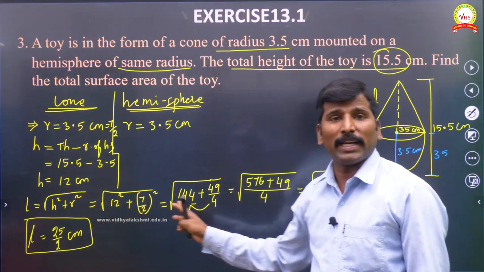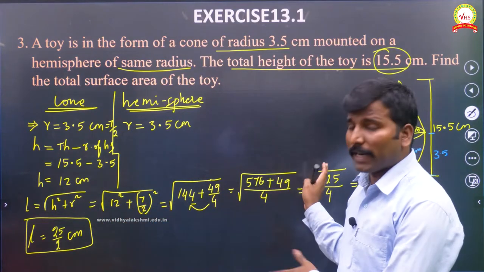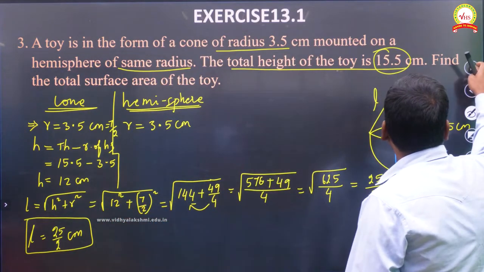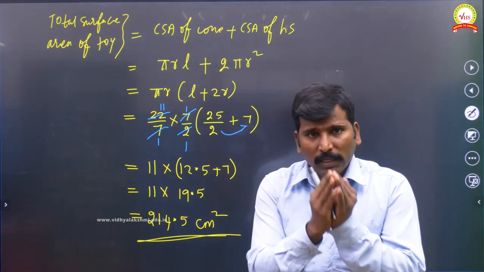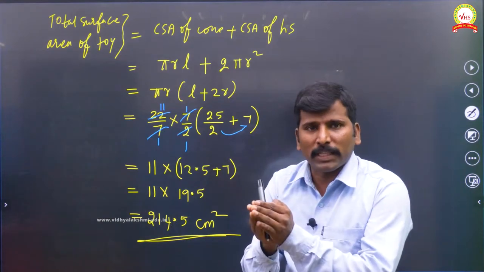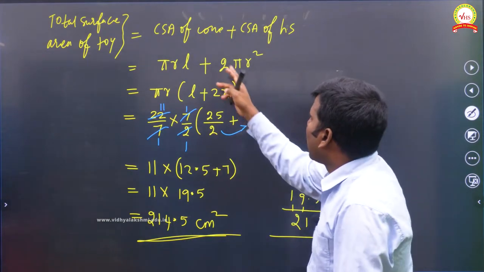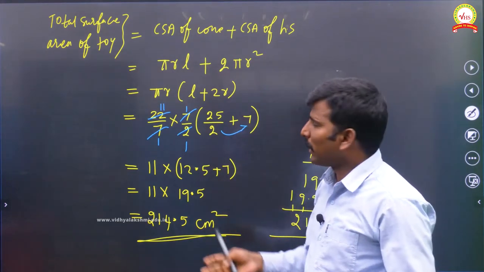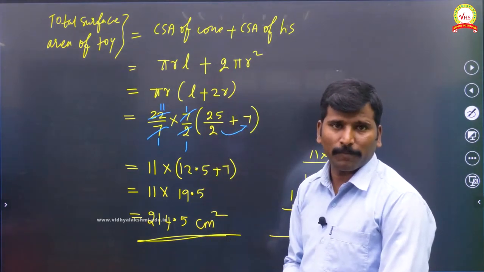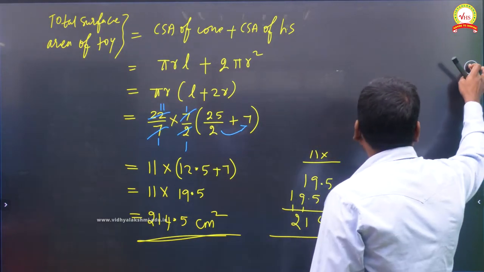Then we are going for the slant height L. After finding that, we are going for applying the formula. Total surface area of the toy is CSA for first figure plus CSA for second figure. I've written it and I'm taking the common value. Then I'm substituting the given values, simplifying, and we got the final answer. That's it. Now I'm going to the next question.